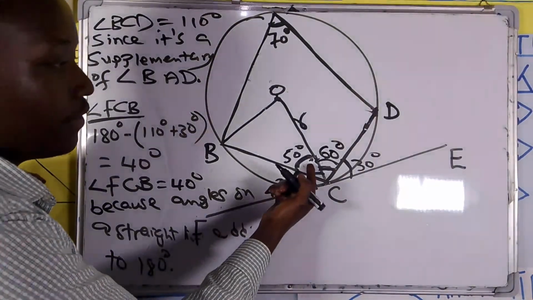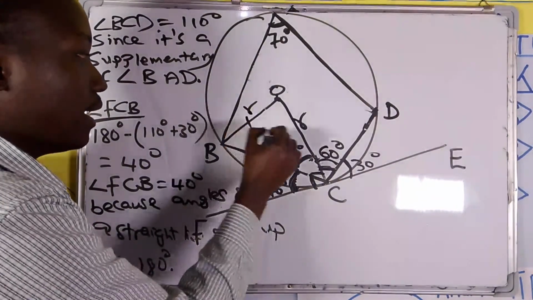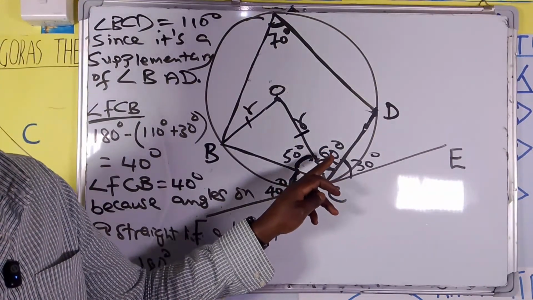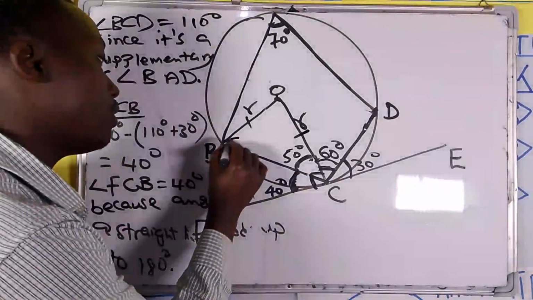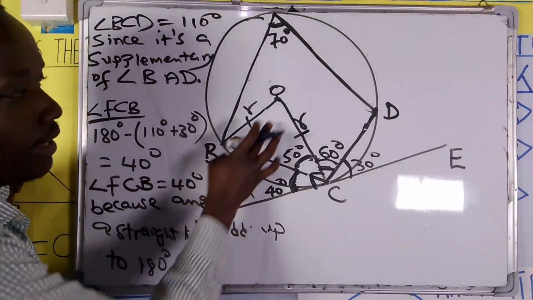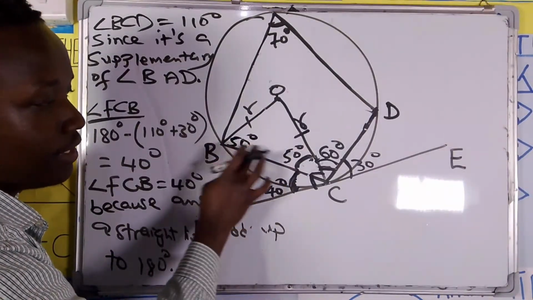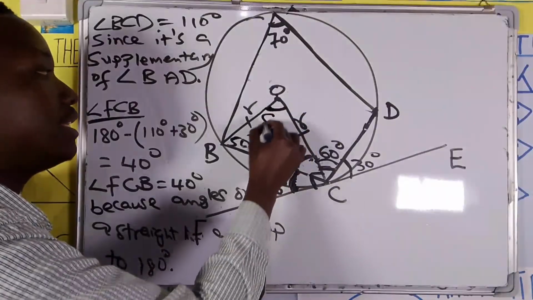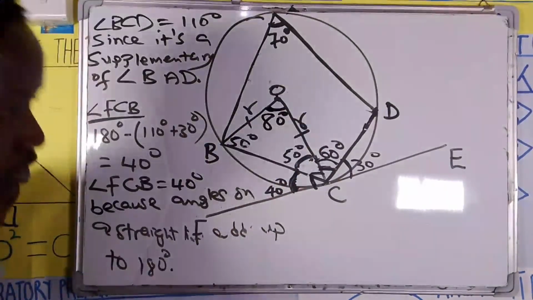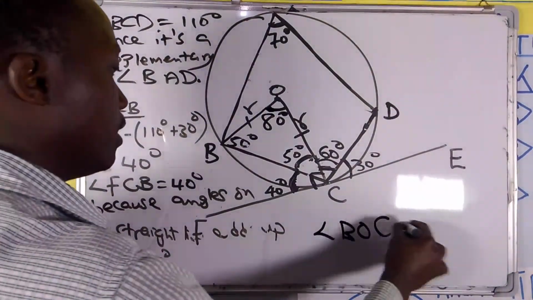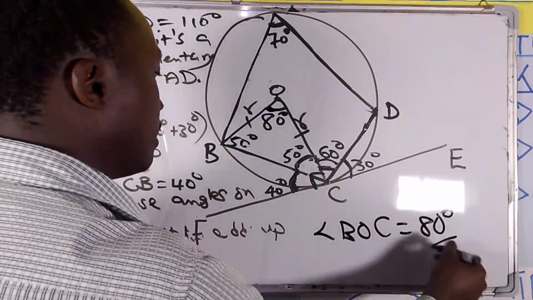So if this one is 50, this one also is a radius, and these two lines are equal. So if these two lines are equal, it means that this one also is 50. And this being a triangle, 50 plus 50 is 100. This one is going to be 80 degrees. Therefore, angle BOC is equal to 80 degrees.